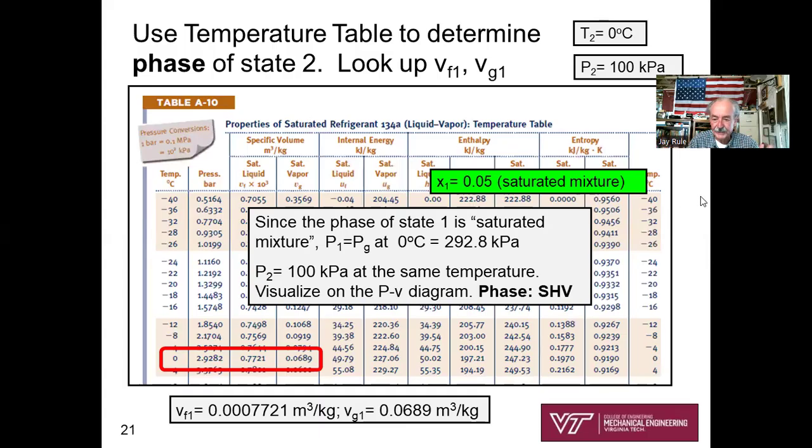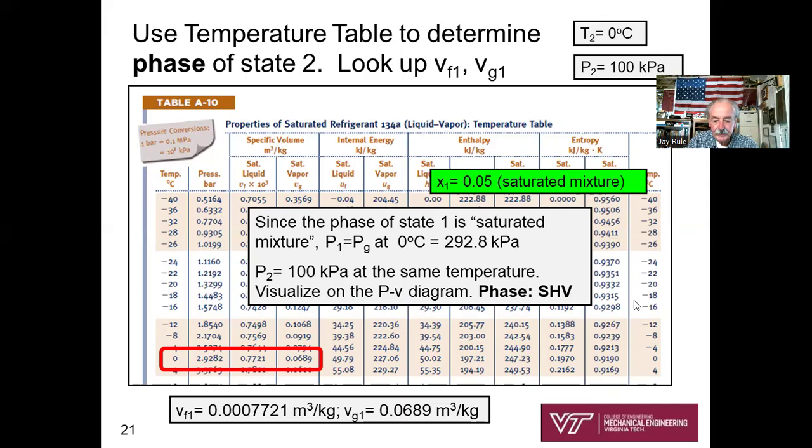So we're going to do a couple of things here. Okay. So we're given X1. We know we're under the dome. So we'll just immediately in our temperature table go to 0 degrees C and write down V sub F and V sub G. There they are. Just write them down in your solution somewhere. There's VF and VG. Okay. So we know we've got a saturated mixture at state 1. So that's sort of a check. State 2, P2 is 100 kPa.